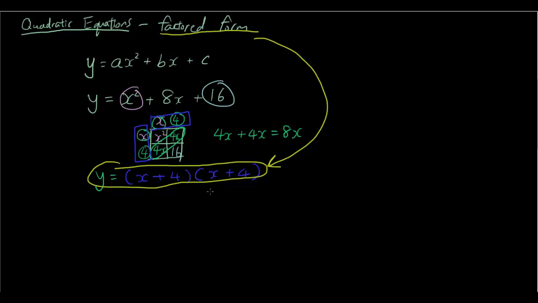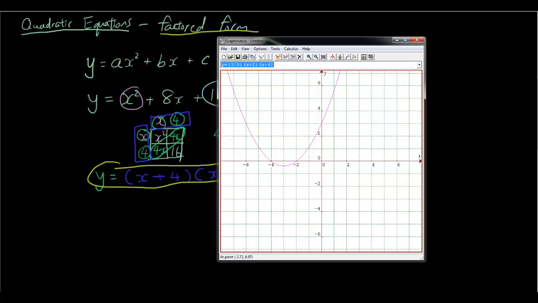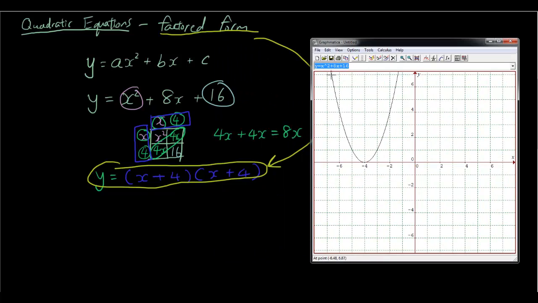Now if you have a look at the equation graphed on Graphmatica. So let's draw the graph of this equation. Y equals x squared plus 8x plus 16. You will see that the graph has an x-intercept of -4. But in this equation, it doesn't tell us anywhere that the x-intercept is -4.